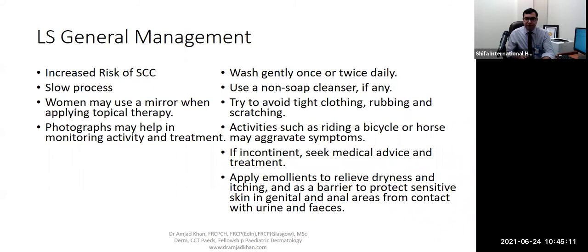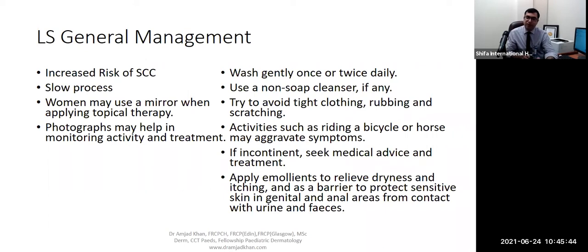General management, and you can see increased risk of SCC. That's the main issue in the long term for young ladies, because it's a chronic issue. It can come again and again. Hence, we use potent steroid to suppress the whole immune or inflammatory response to help with long term signs and symptoms and improvement. Photograph monitoring, because it's a slow process, we usually advise them to keep photos on their own digital device.